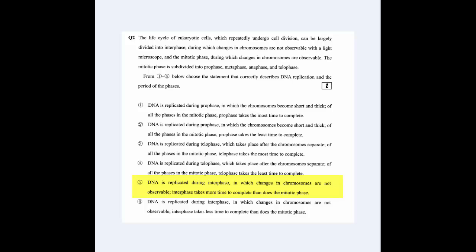And the answer is number 5. DNA is replicated during interphase, in which changes in chromosomes are not observable. Interphase usually takes more time to complete than does the mitotic phase.